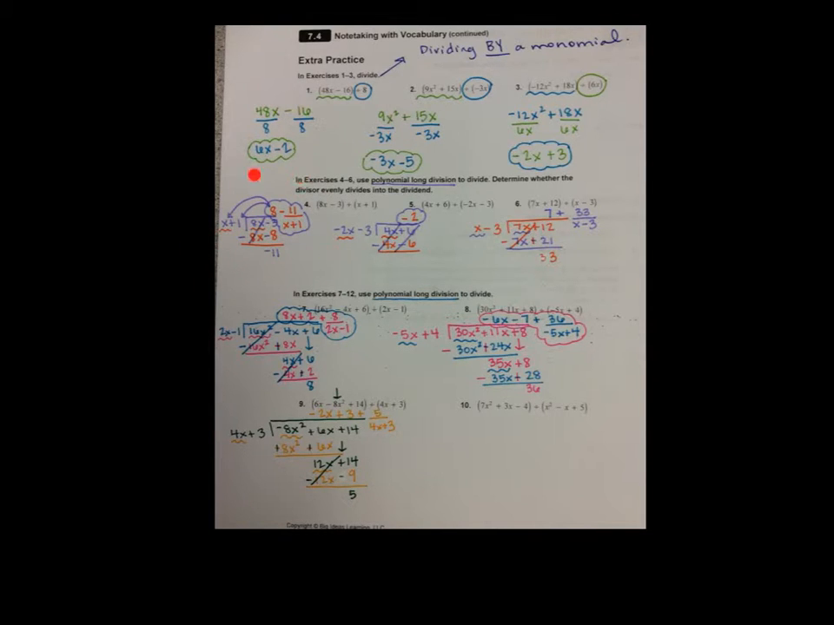So this is where we started that long division process. And then we moved into a trinomial divided by a binomial. And so that added that extra step. After you brought down, you had to do that process again.